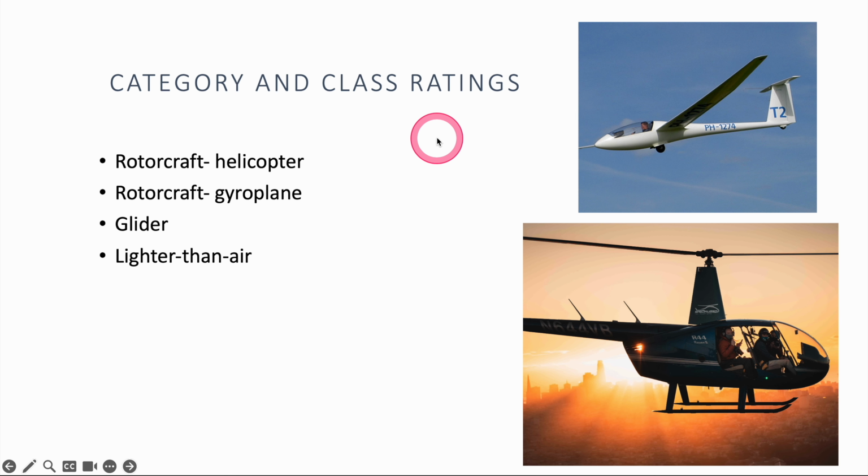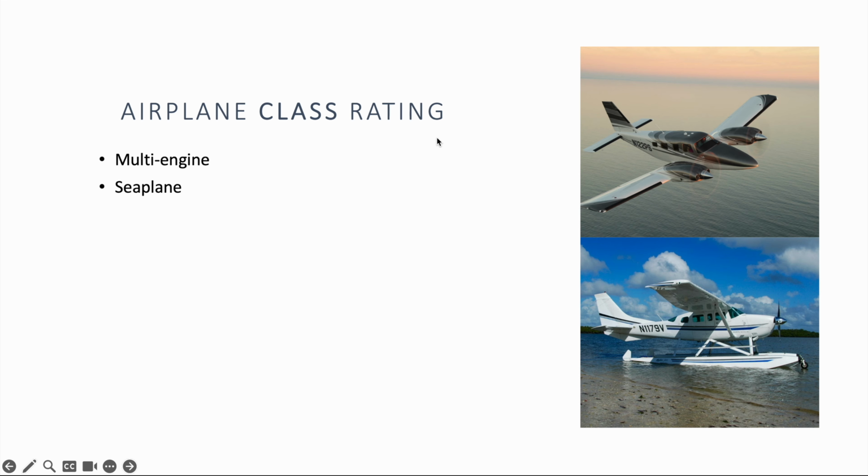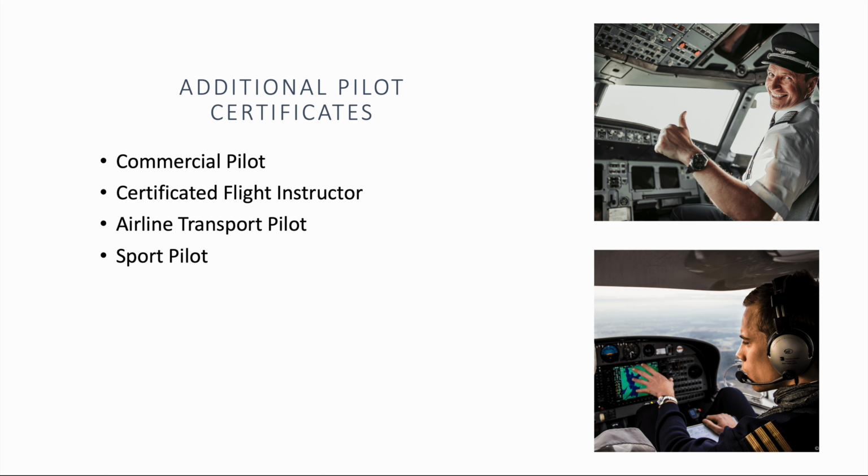A rating is generally something that is added to a certificate. So when you get your instrument rating, you're still a private pilot, but you're instrument rated. And so it's kind of like an add-on or attachment. Additional certificates or licenses: once you become a commercial pilot, that's a brand new certificate, and that kind of overrides your private pilot certificate. If you become a flight instructor, that's an additional one that you use in conjunction with your commercial pilot.